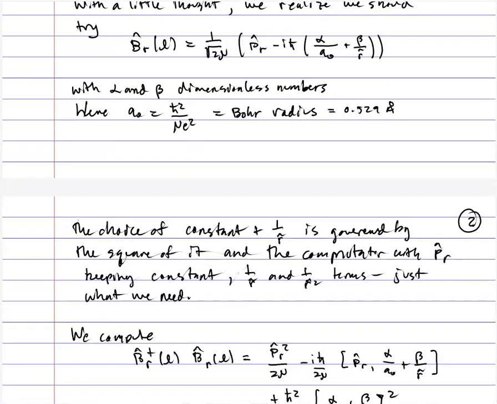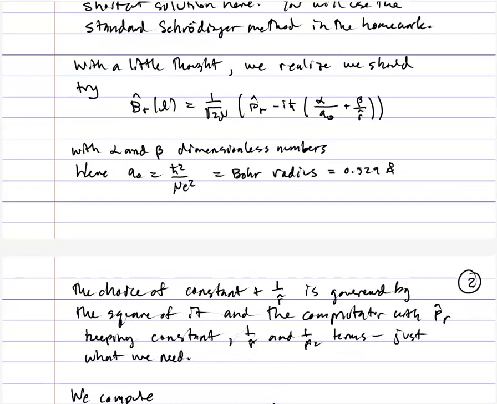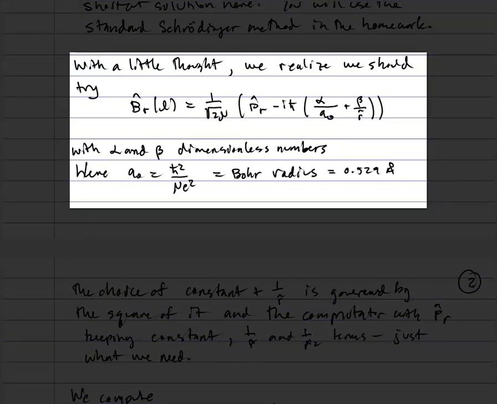And it turns out that just with a little bit of thought, you can recognize that choosing the lowering operator, which we're going to denote B hat sub r of L, the r to indicate it is an operator that is acting in just the radial space, and the L is the quantum number index, it's going to equal 1 over square root of 2 mu times P_R minus i h bar, and then what's in the parenthesis will be the superpotential. I'm going to write the superpotential as alpha divided by a0 plus beta divided by R hat.